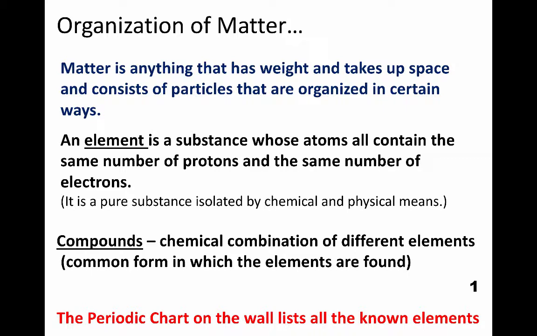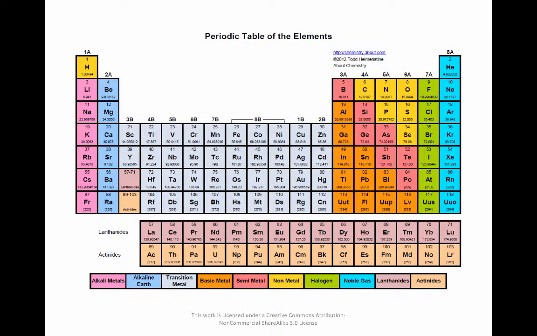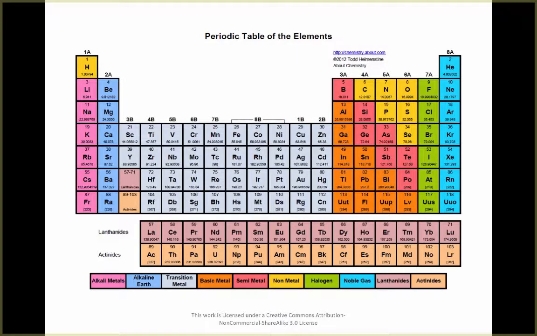And when you have a combination of different elements together, and this is the most common form in which elements are found, that's what's known as a compound. So let's look at this periodic table of elements. You don't have this in your handout. This is just something I pulled up really quick, and you can look online for one of these, right?